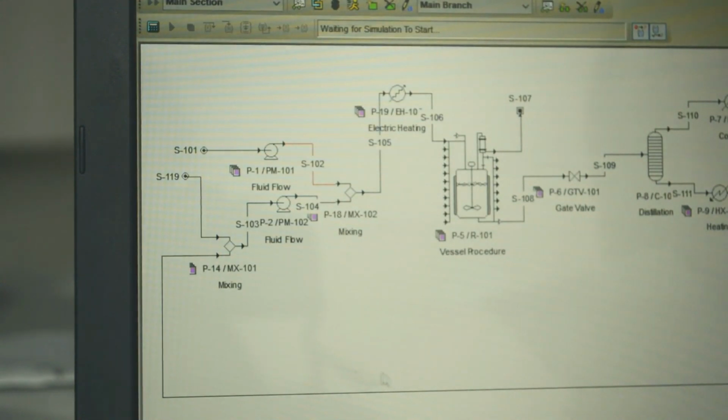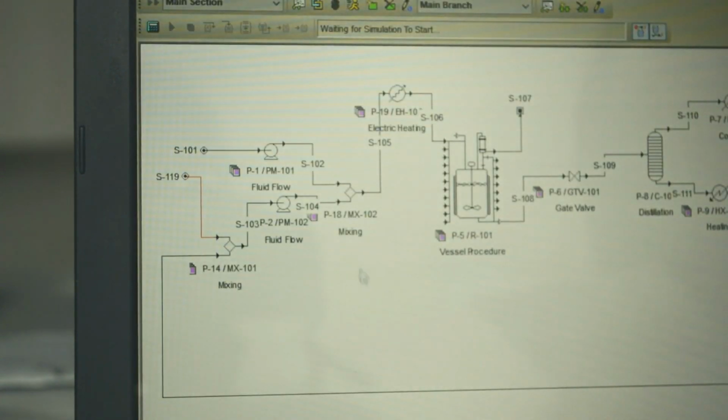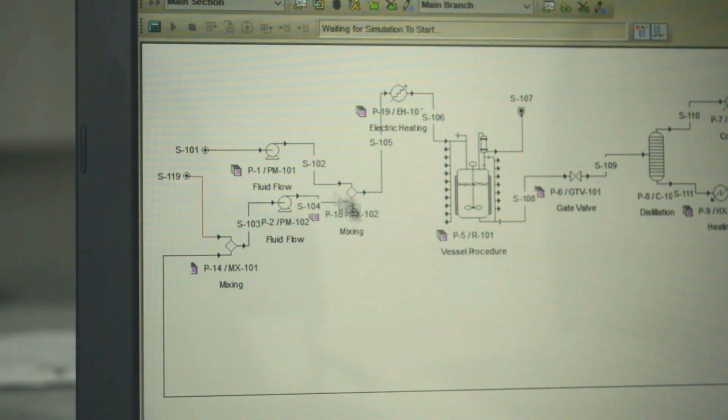A specific amount of methanol was charged into the mixer and purged with argon. After that, S103 was fed into the pump to accelerate the fluid. S012 and S014 were fed into the mixer, then produced S105.